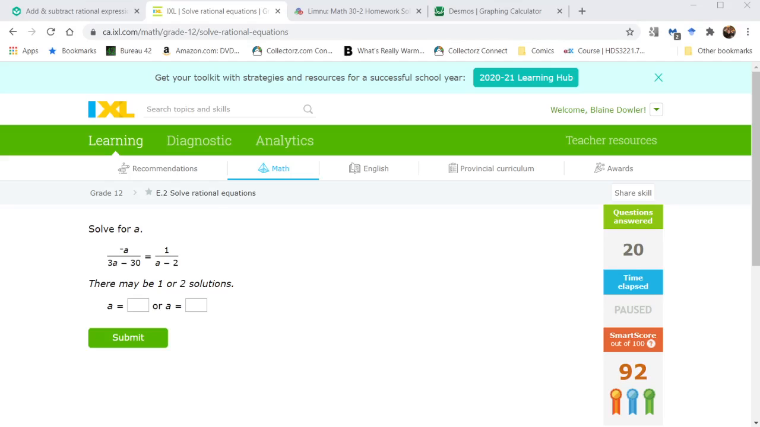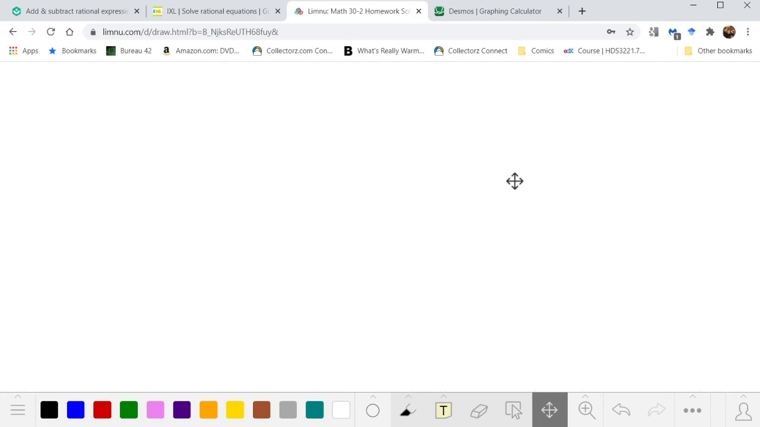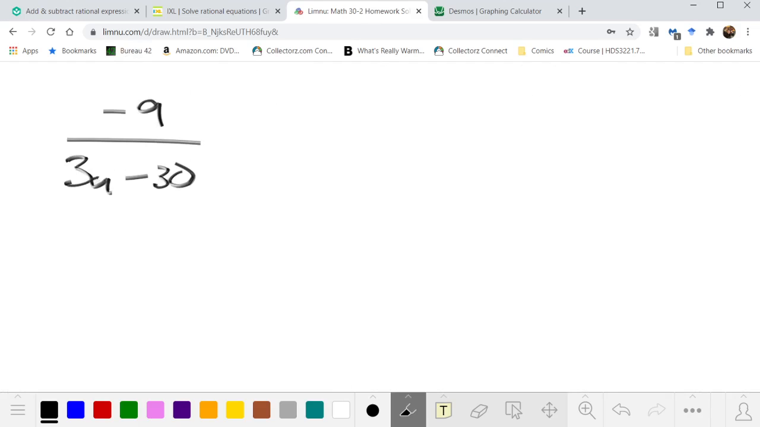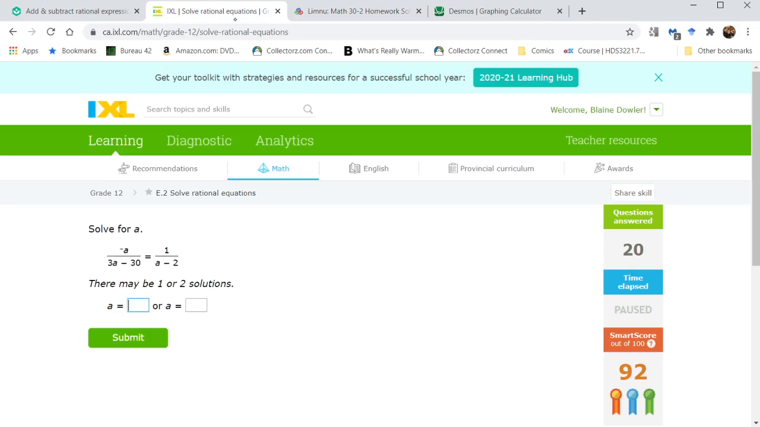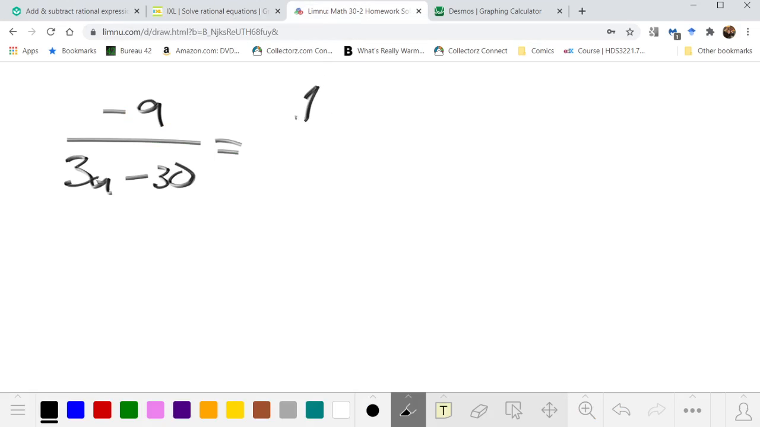All right, now for our last set of homework, we are going to run our IXL here right until mastery. So we have negative a over 3a minus 30 equals 1 over a minus 2, which means a is not allowed to be 2 or 10.